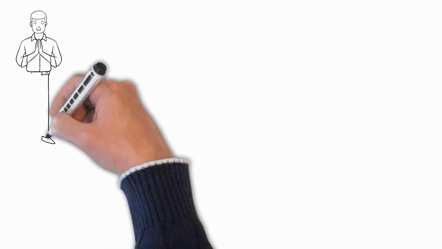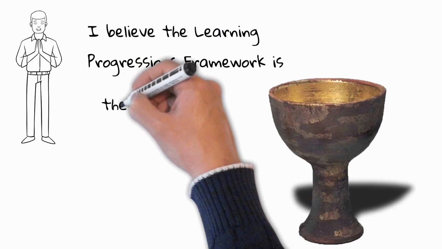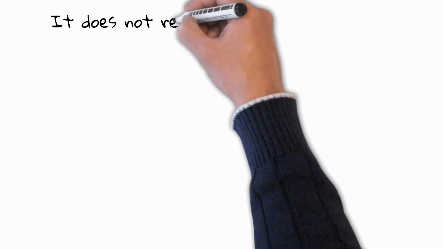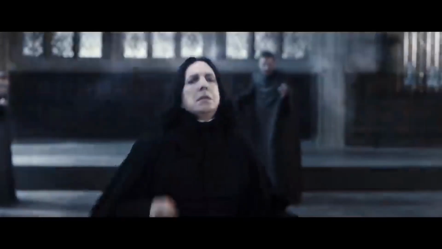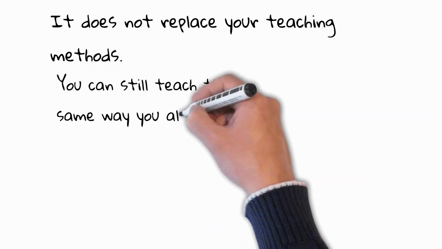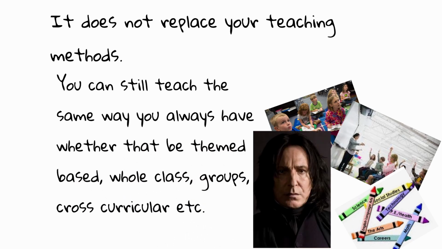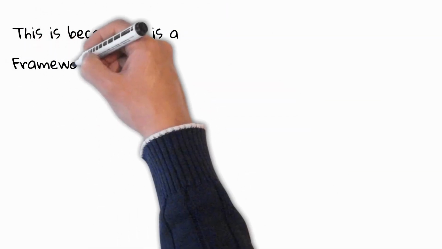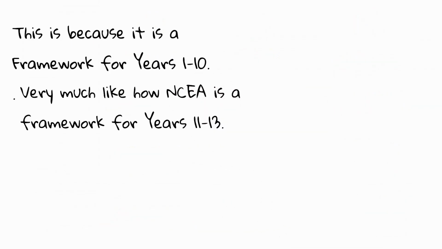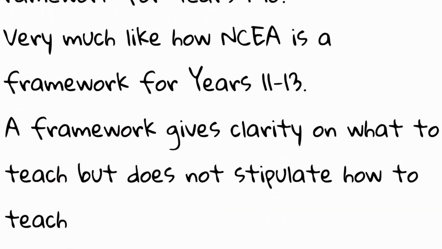Quite simply, in my opinion, I believe the Learning Progressions Framework is the Holy Grail. Now here's the thing, it does not replace your teaching methods. You can still teach the same way you always have, whether it be theme-based, whole class groups, cross-curricular, etc. This is because it is a framework for years 1 to 10, very much like how NCA is a framework for years 11 to 13. A framework gives clarity on what to teach but does not stipulate how to teach.